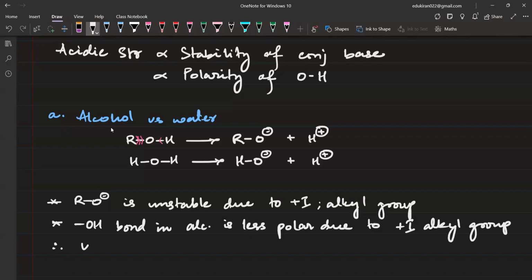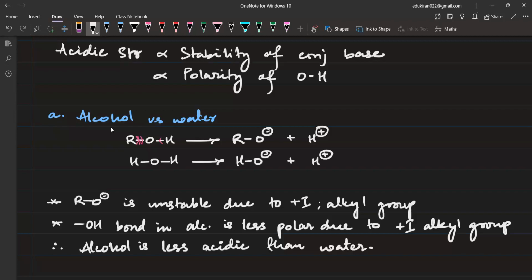Therefore, we can say what? Write this: alcohol is less acidic than water. Alcohol is less acidic than water.